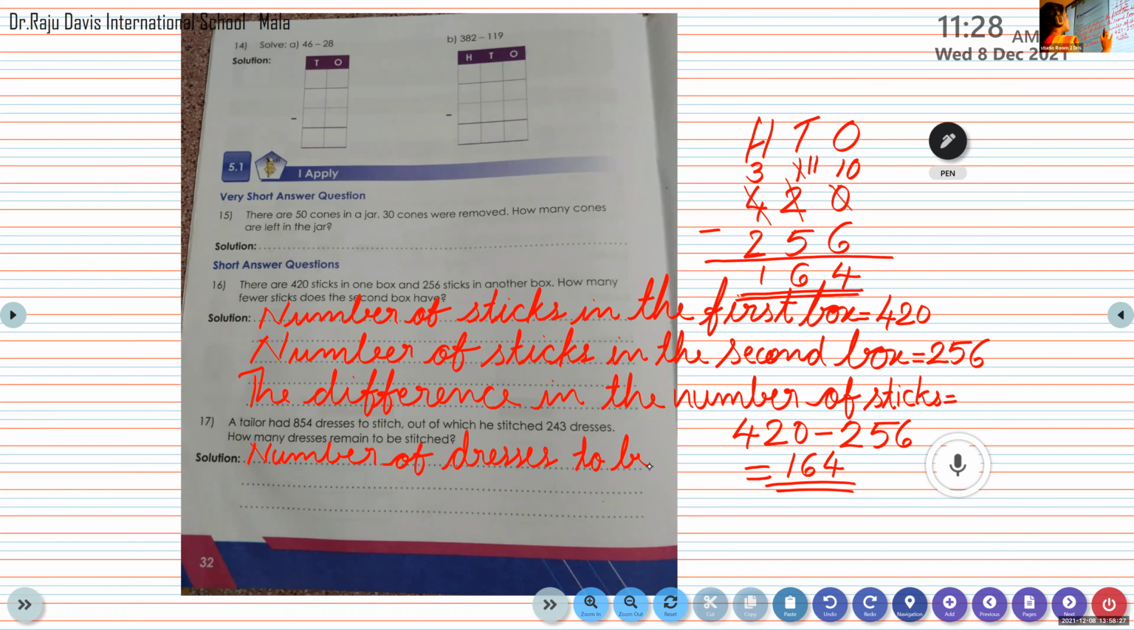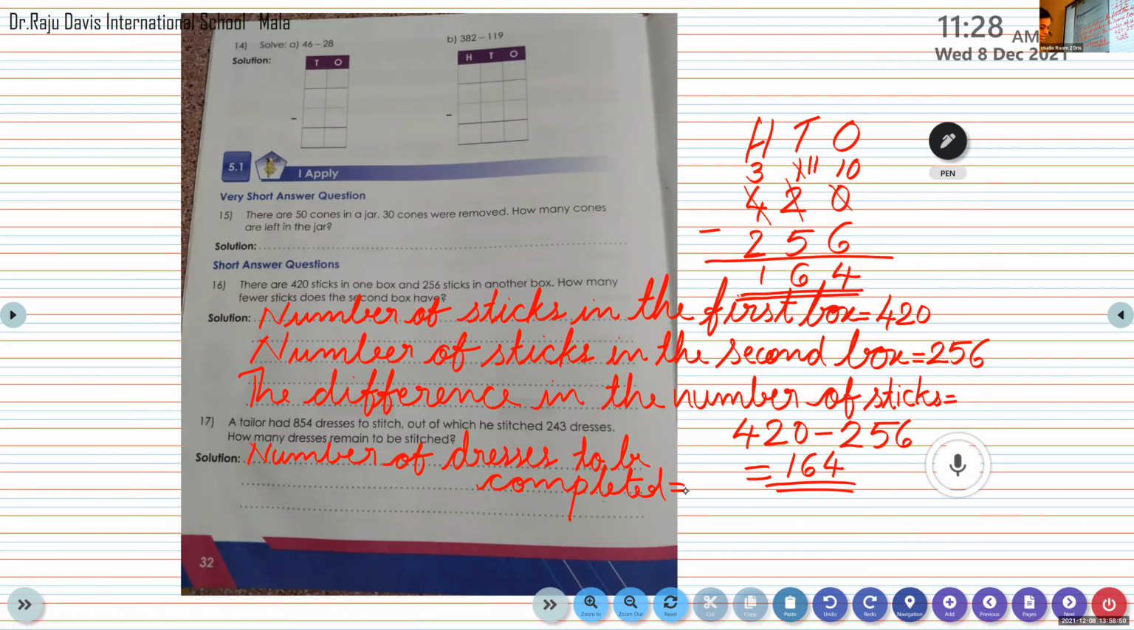Shall I rub this one? The first 16th question answer. Have you all completed? No, ma'am. Okay, to be completed. Send the notes. Please write it. The workbooks access. I'll send it after completing this.